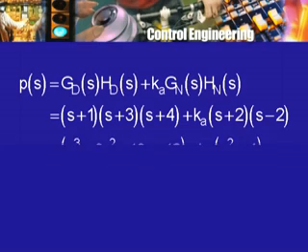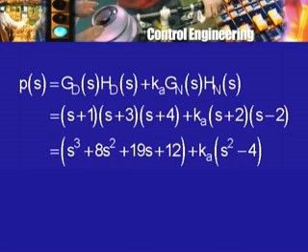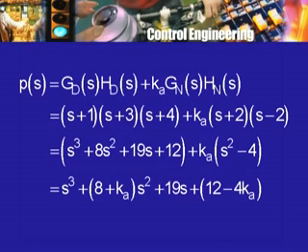So let me expand this out then. This is s cubed plus, as I told you earlier, 4 plus 3 plus 1, so 8s squared, plus 3 times 1 is 3, plus 4 times 3, 12, plus 3, 15, plus 4, so 19s, plus 4 into 3 into 1, which is 12, plus Ka into s squared minus 4. So collecting coefficients, I have s cubed plus 8 plus Ka into s squared, plus 19s, which is not affected, plus 12 minus 4 Ka. So this is the characteristic polynomial, and as you can see, it depends on Ka.